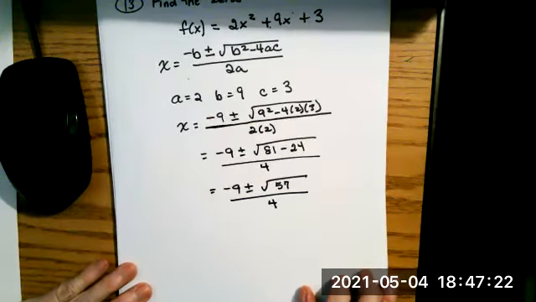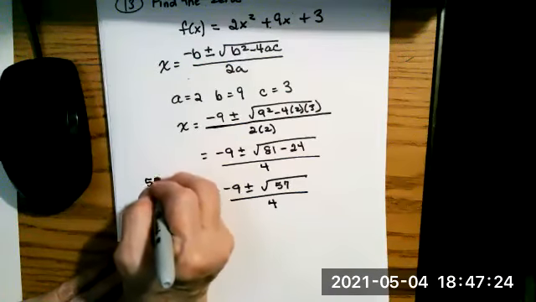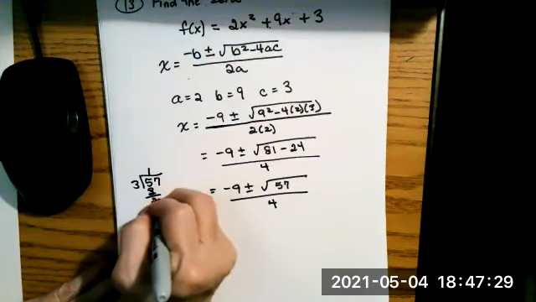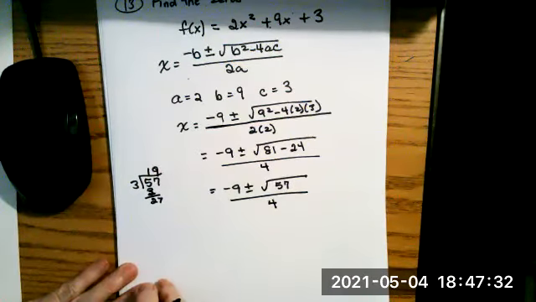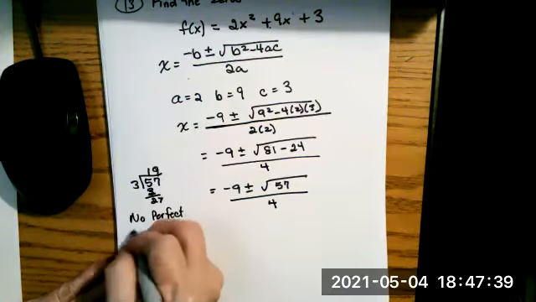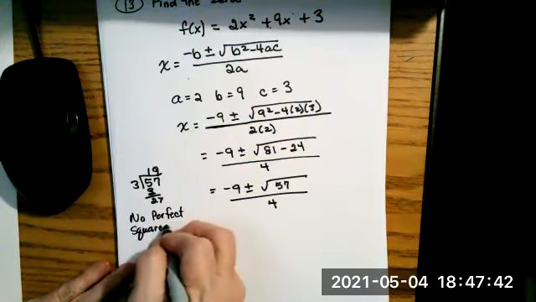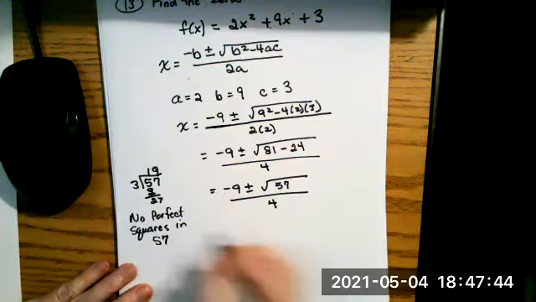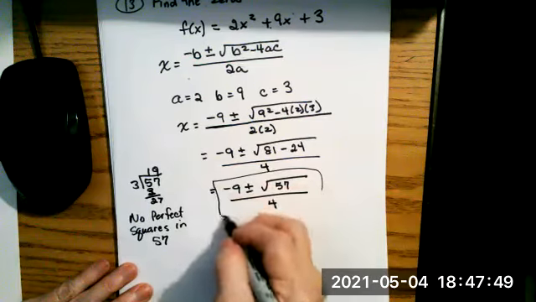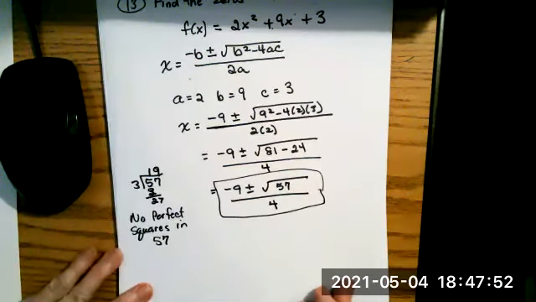So then the question is, will 57 break down? Yeah, I can divide 57 by 3, and I get 19. But 19 and 3 are neither perfect squares, so there are no perfect squares in 57. So I have to just leave it just like that. So this is the answer that you are looking for. It'll look just like that.